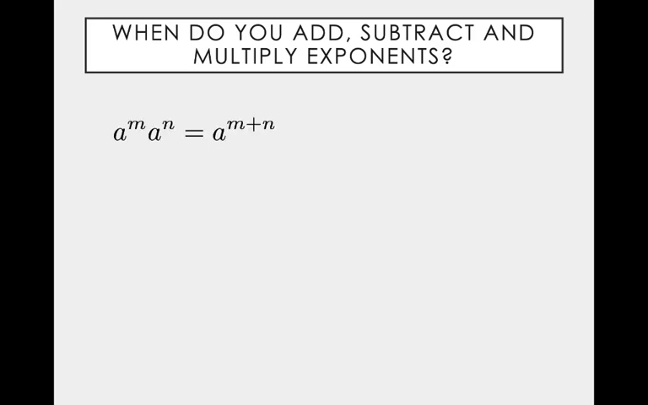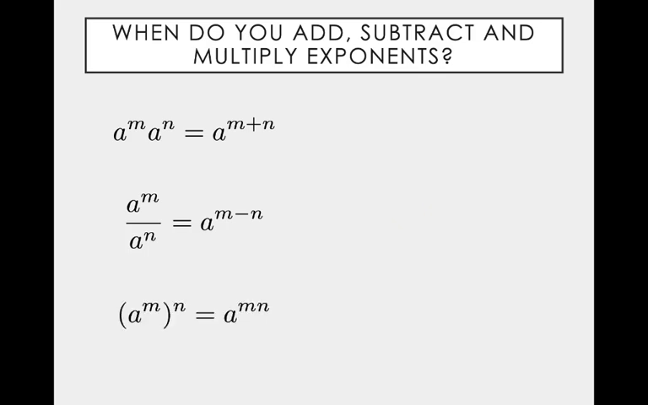So we add exponents when we're multiplying like bases. Okay, like if I had x squared times x to the 5th, we would add those exponents and get x to the 7th. We would subtract exponents if we have division of like bases. So if we had t to the 5th over t squared, we would subtract those exponents and get t cubed. And finally, we multiply exponents when you have an exponent to another exponent.